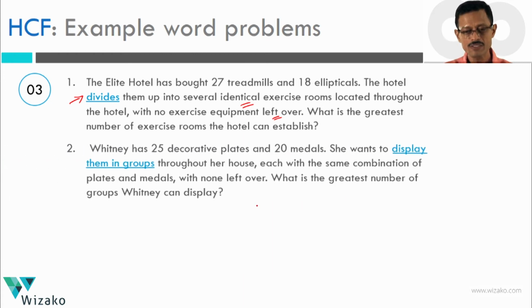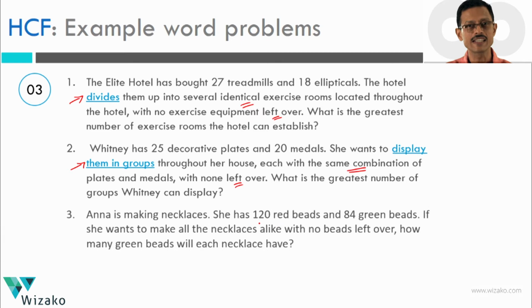Second example, Whitney has 25 decorative plates and 20 medals. She wants to display them in groups. So she's breaking it down, dividing it throughout her house, each with the same combination, identical sets with nothing left over. Right? Pause the video at the end of this third example that I'll give you. Read through these sentences once, understand how they work, get an idea so that you're able to use it in future questions. Third one, Anna is making necklaces. She has 120 red beads and 84 green. She wants to make all necklaces alike, identical, with no beads left over. Nothing is left over. How many green beads will it have?